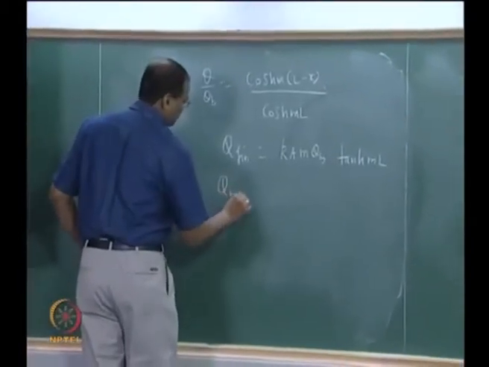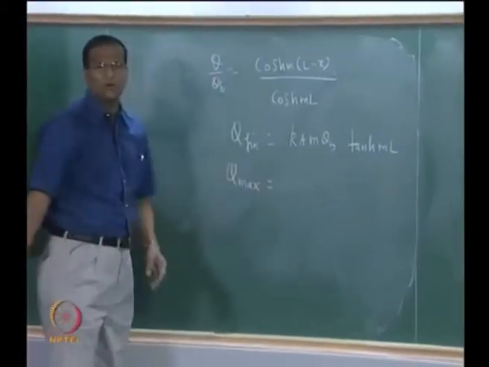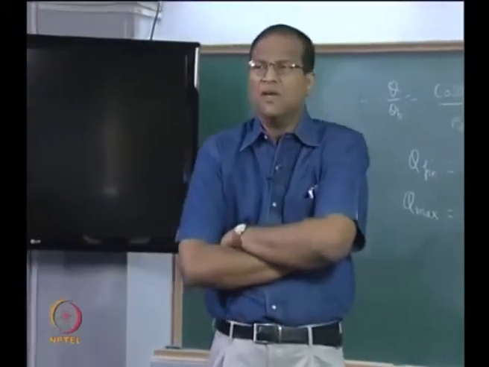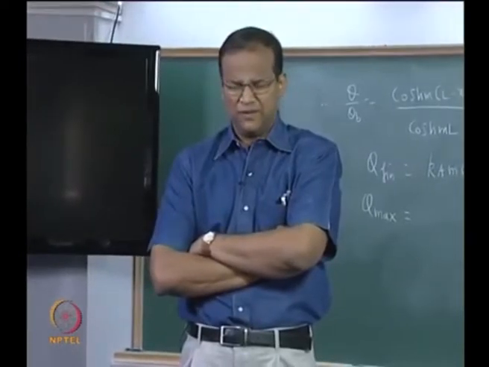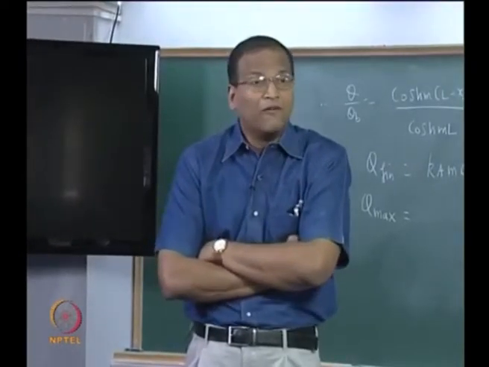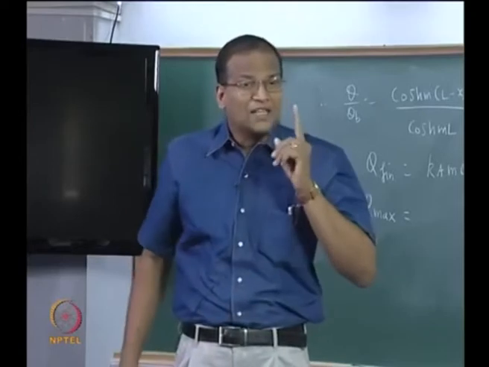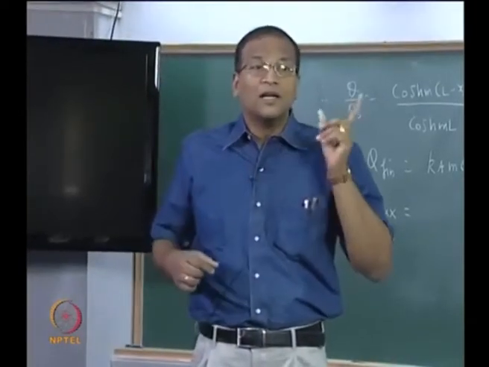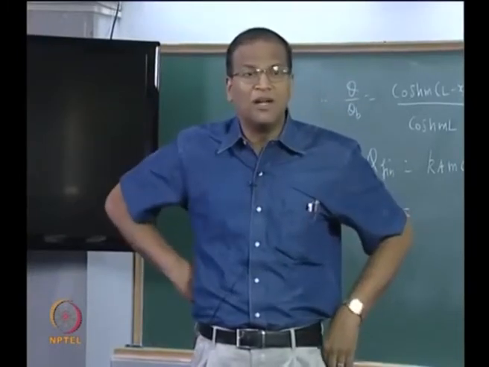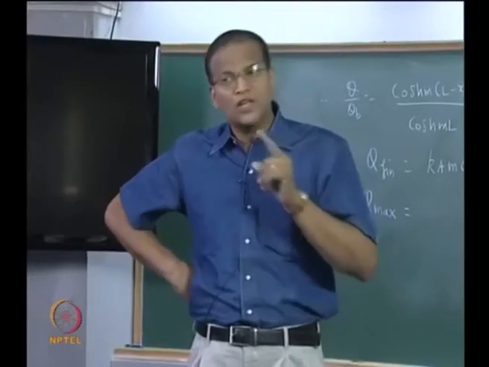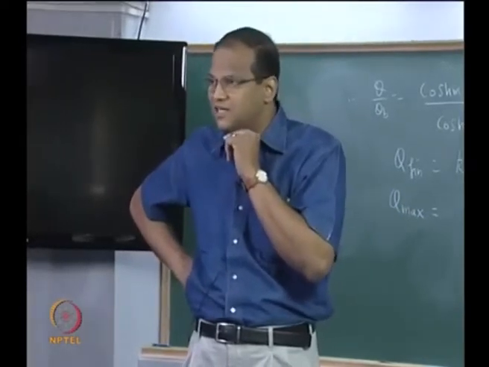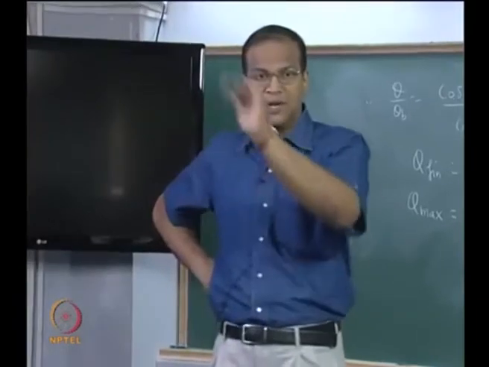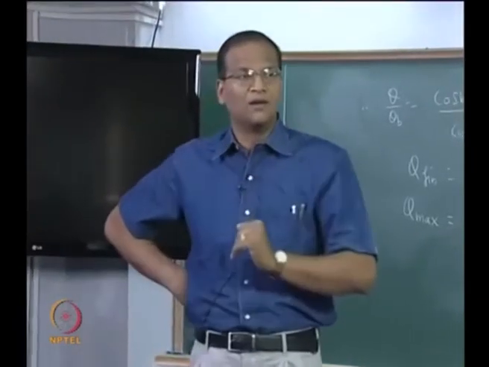What is the Q maximum? What is the Q maximum from the fin? When will the maximum heat transfer take place from the fin? If the fin is isothermal and is at a temperature equal to T base, theta b. Therefore, the surface area corresponding to that will be perimeter into length. So, if you use Newton's law of cooling, hA delta T, h into P into L into theta b, that is a maximum, that is the denominator.